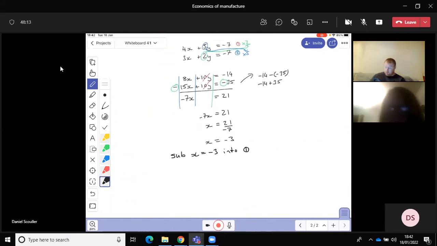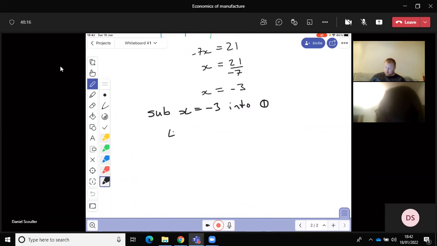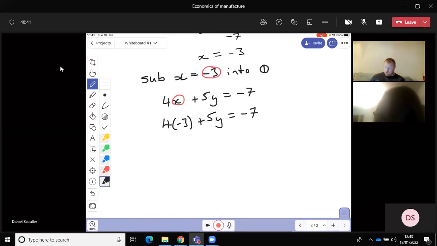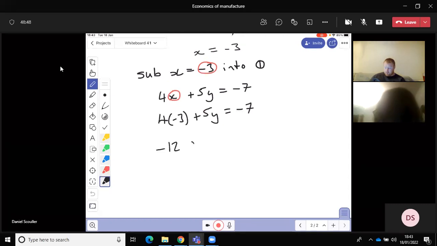So equation 1 is 4x plus 5y equals minus 7. Into this position, I'm going to put this number. So it's going to be 4 times (minus 3) plus 5y equals minus 7. Remember that bracket just means the 4 multiplies that. So 4 times negative 3 is negative 12 plus 5y.